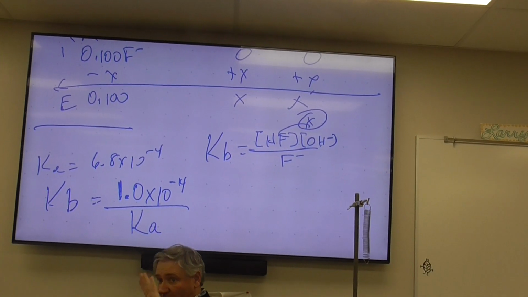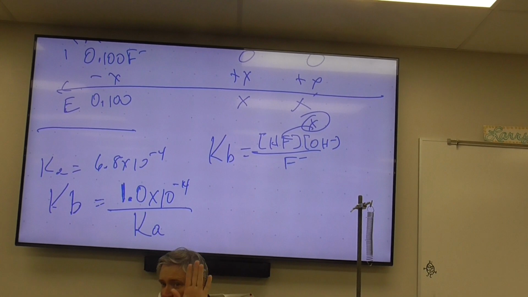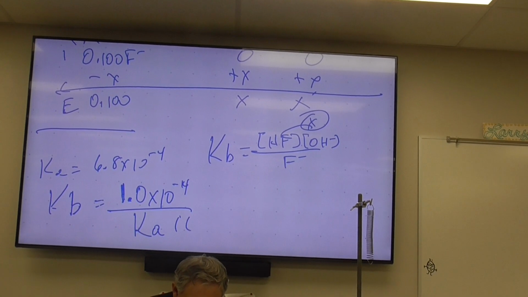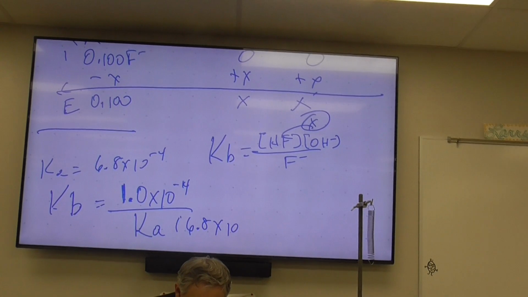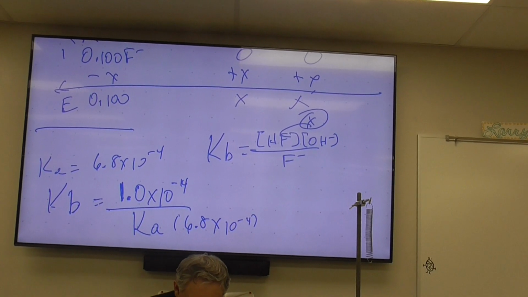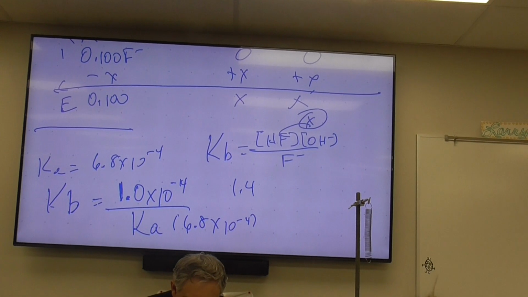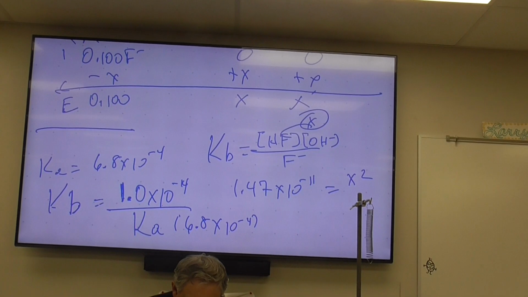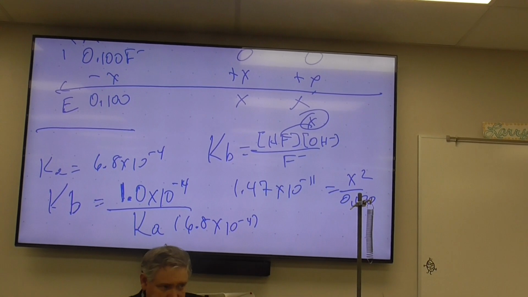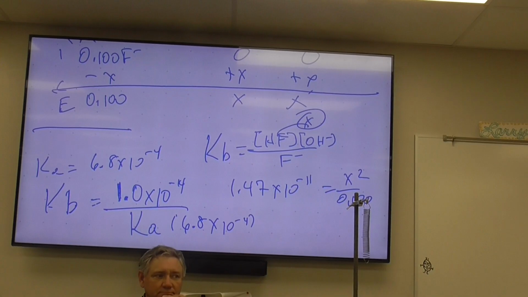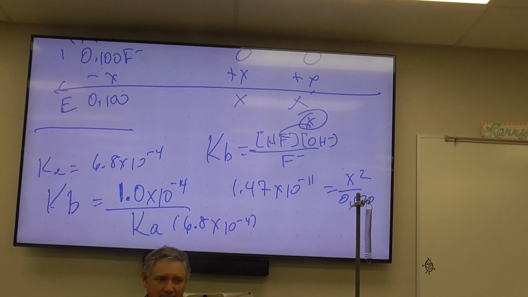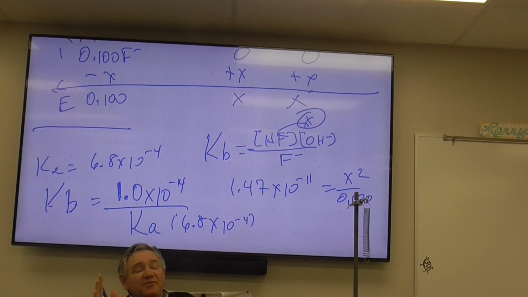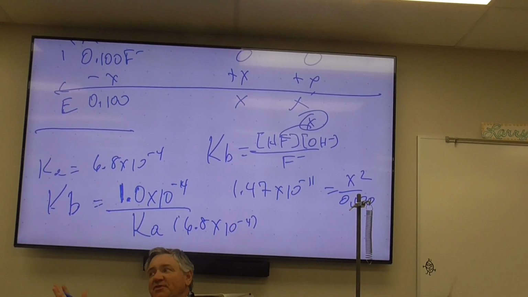Everybody cool with what I'm doing? Yes. Okay, so somebody take 1 times 10 to the negative 14th and divide that by 6.8 times 10 to the negative fourth. 1.47 times 10 to the negative 11. Good job, Jake. 1.47 times 10 to the negative 11th is going to equal x squared over 0.1. Now, at this point, it's just like anything else.